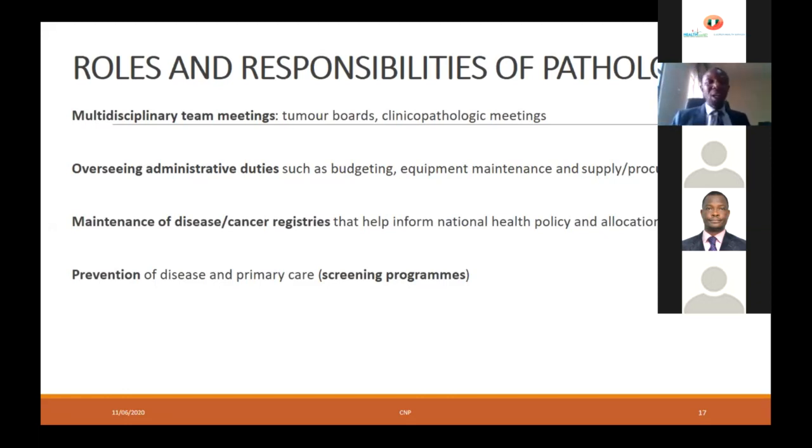Then we oversee administrative duties as well. We are the head in the hospital, and so we are involved in budgeting, in equipment maintenance, in supply. The whole gamut of quality management is on the shoulders of the pathologist. Maintenance of disease and cancer registries are also done by the pathologist as well.